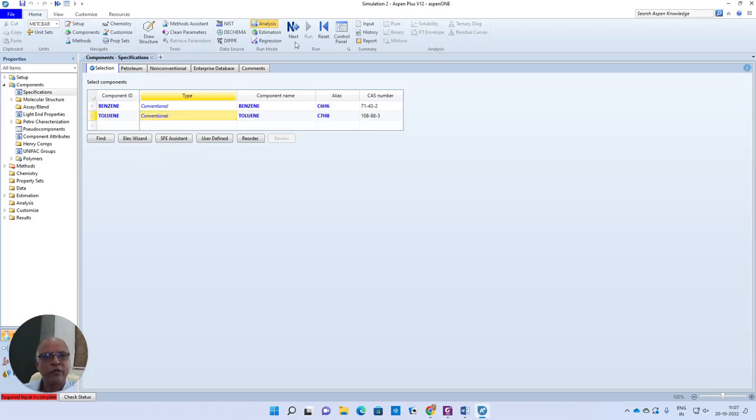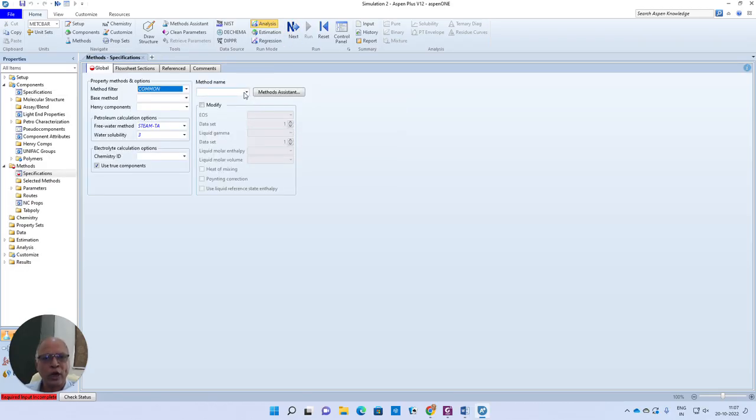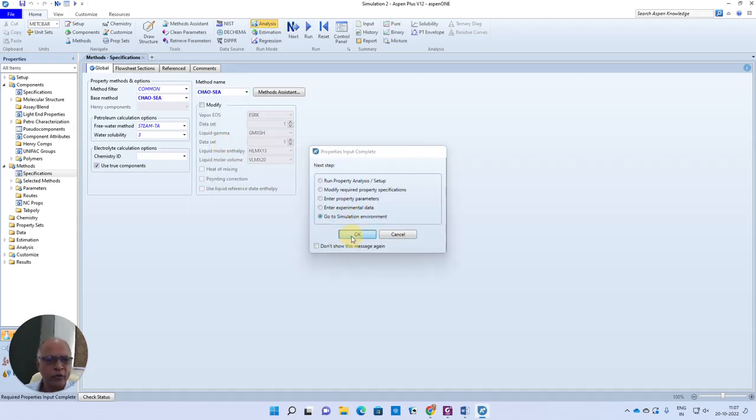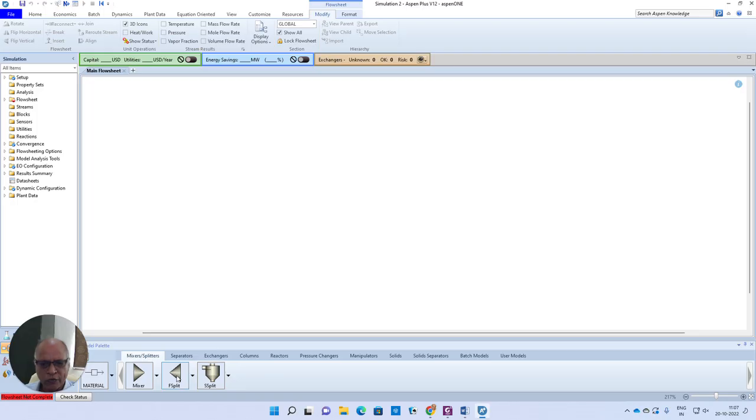So I have defined the components, chosen a property model, set up the simulation environment, and created the flow sheet. Now this is where the splitter model is available. Now this is the reverse of the mixer.